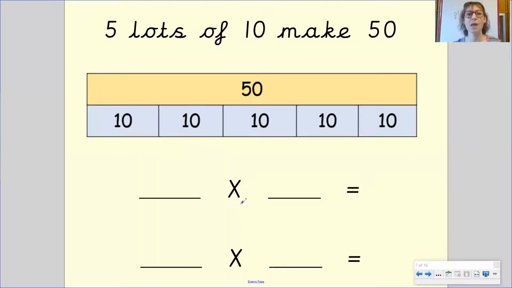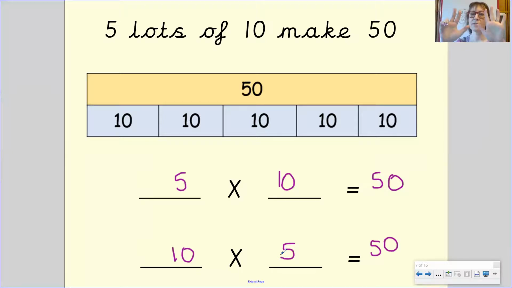This time we have got 1, 2, 3, 4, 5 lots of 10. And the really great thing is we don't even have to work out the answer because we've already been given it. We've got 5 lots of 10, 10, 20, 30, 40, 50. And again, the answer stays the same. And all we're doing is changing the numbers in the question around. So 10 times 5. And we know that from yesterday. 5, 10, 15, 20, 25, 30, 35, 40, 45, 50. It's the same.